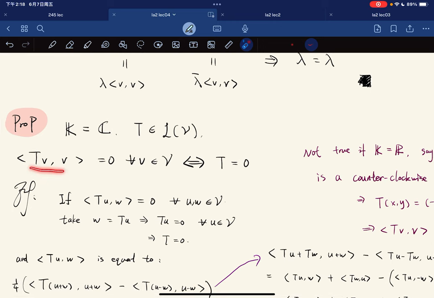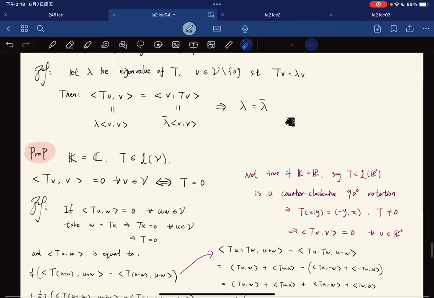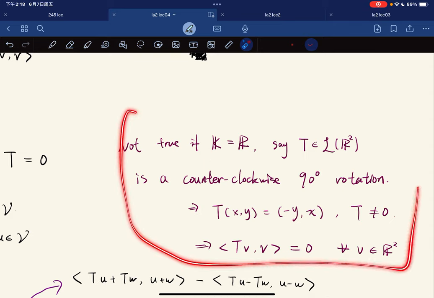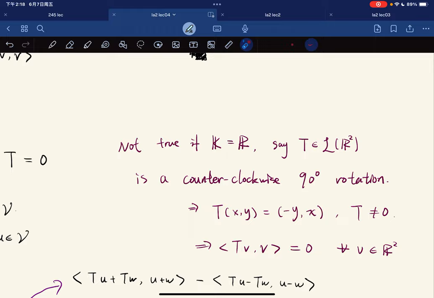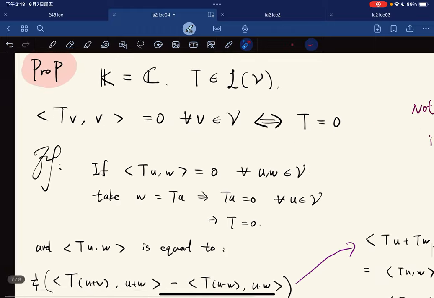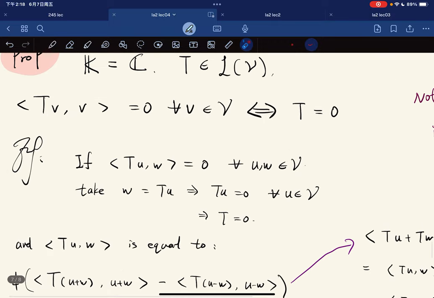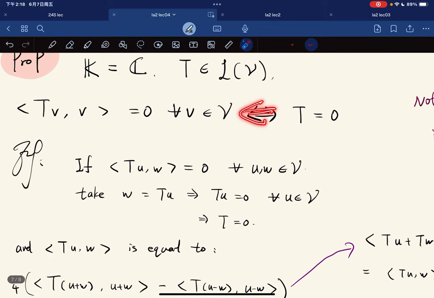Now, this next one only holds if the field is the complex field. We have TVV equal to zero for any V if and only if T is equal to zero. Okay, this is not true if K is equal to R, and this is the counterexample if K is equal to R. So this only holds if K is equal to C. The proof is so simple that we're only going to prove this.